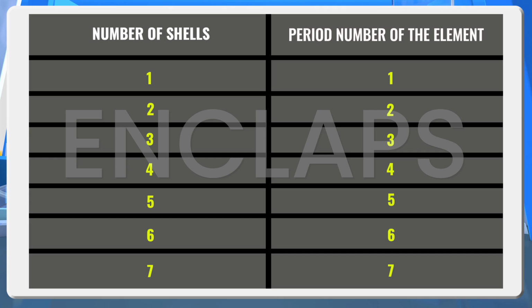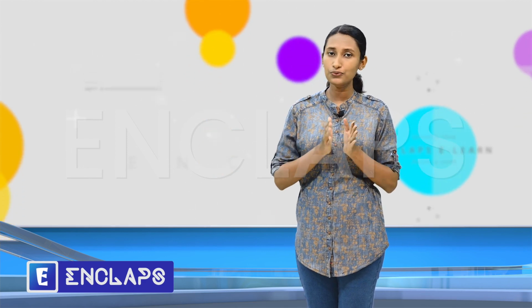Okay. For example, if the electrons are arranged in 1 shell, then it belongs to period number 1, and if the electrons are arranged in 2 shells, then it belongs to period number 2. Similarly, if the electrons are arranged in 7 shells, then it belongs to period number 7. Okay. Now, with the help of these 2 tables, I am going to find out the group number and period number of oxygen. Okay. So, we know that the atomic number of oxygen is 8.